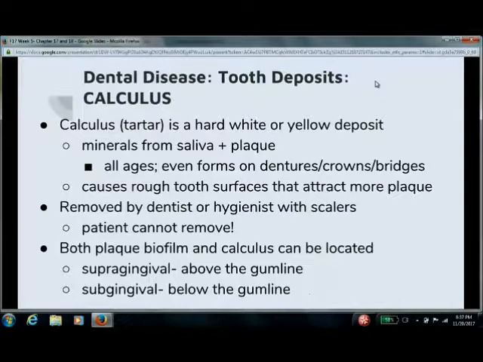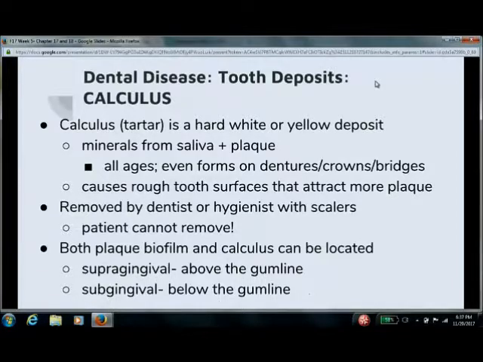The patient cannot remove this. You need a dentist or a hygienist to remove this. And when I say they cannot remove it, what I mean is they can't remove it safely. So I know construction workers who have taken nails and popped the tartar off of their teeth. The problem with that is it hurts the tooth and the gum.